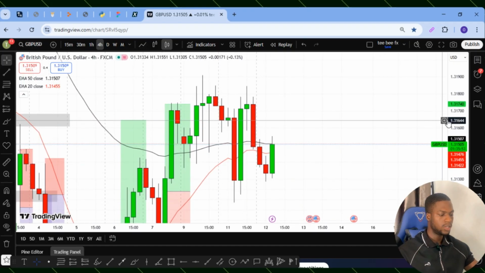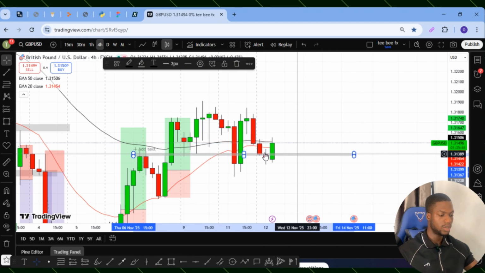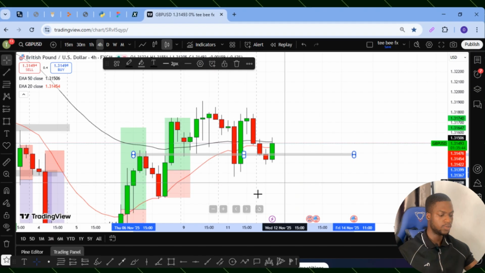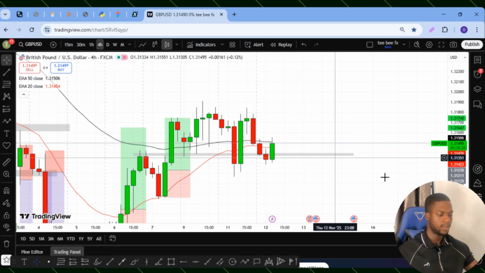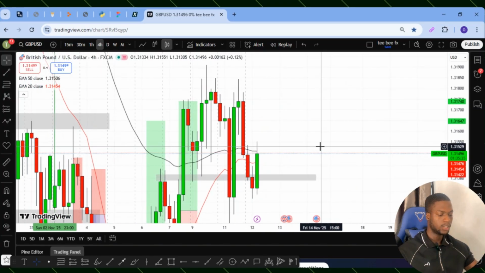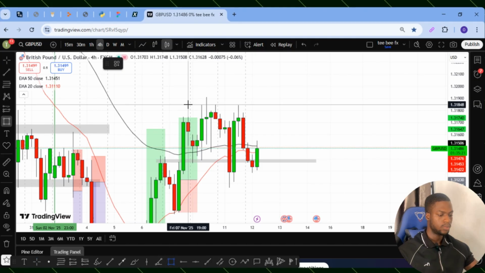market is currently ranging, and I was actually hoping that this initial break would be the continuation of the move to the downside, since price has already broken with this small candle, but price decided to go up after the break. But I'm still expecting price to push down and continue with the sell bias.